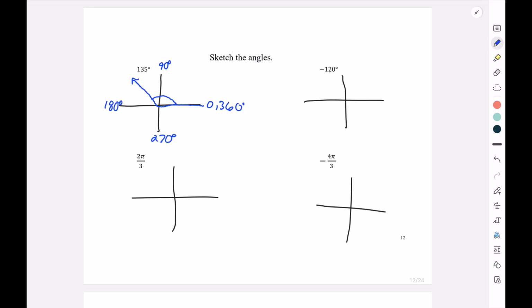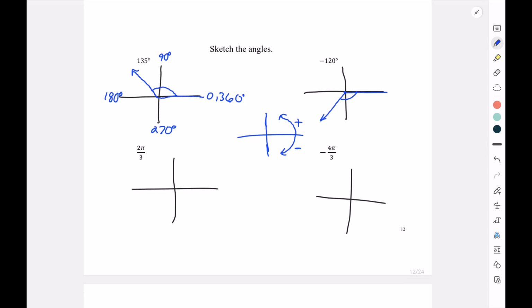For negative 120 degrees, we know that if we have our unit circle, we have a triangle. If we go this way, we will be a positive angle. Similarly, if we go down, we will be a negative angle. So we know that we're going to go around, and typically it's in quadrant 2, but since we're going downward, we're going to be in quadrant 3. So that will be your angle.